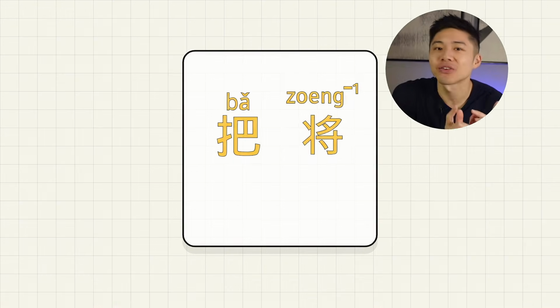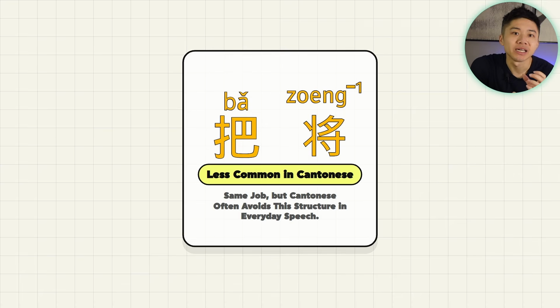Let's get into the caveat for Cantonese speakers. This ba construction is a lot more common in Mandarin than in Cantonese. We still use zheng in Cantonese, but not nearly to the same extent. We use it the same way, but not to the same extent. Cantonese speakers will often just restructure the whole sentence to avoid it. Let's take some of the examples earlier and see how most Cantonese speakers would actually say them.